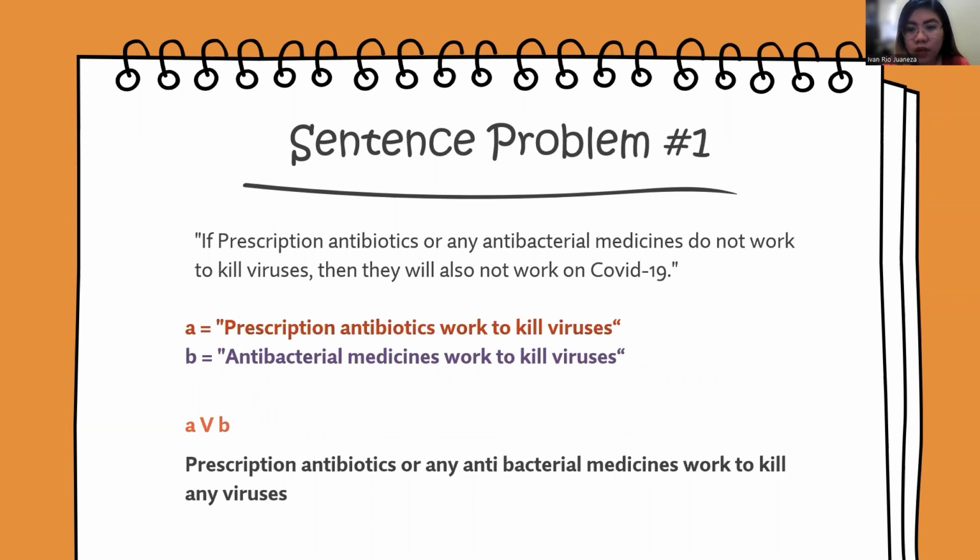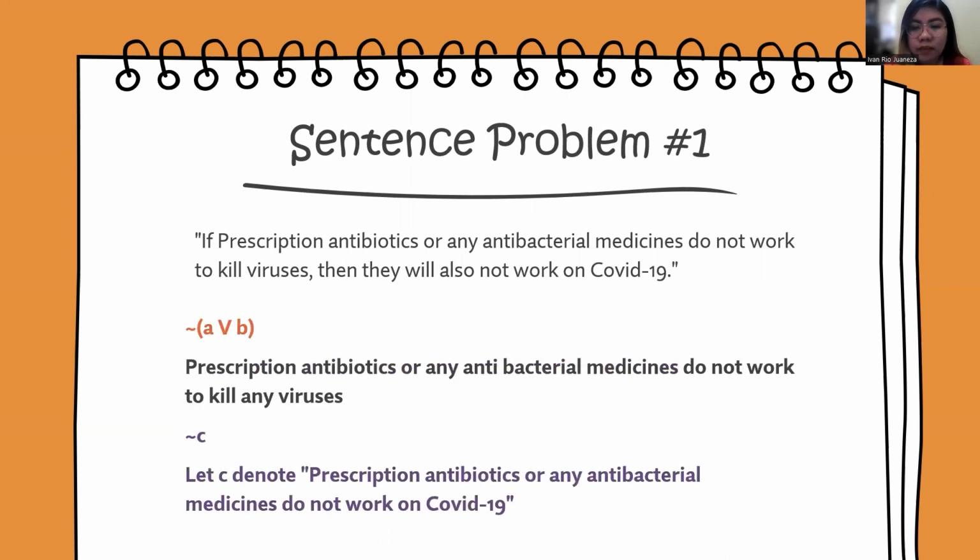So after denoting our variables, we come up to this representation. A is equal to prescription antibiotics work to kill viruses, and B is equal to antibacterial medicines work to kill viruses. So A or B is equal to prescription antibiotics or any antibacterial medicines work to kill COVID-19. To continue, we need to alter this to a negation so we can come up to what is needed in the problem.